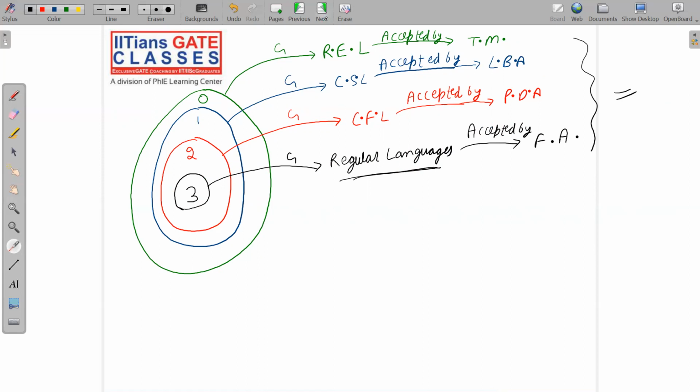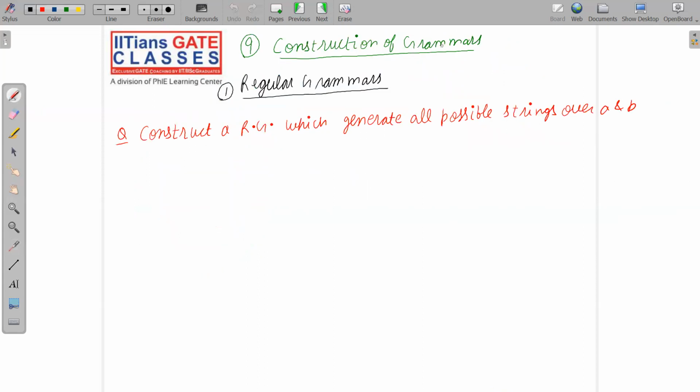Okay, now let's move to the next slide. That is the construction of grammars. In construction of grammars, we will first study construction of regular grammars, then slowly we will jump to context free, then context sensitive, and so on. Okay, now construct a regular grammar.